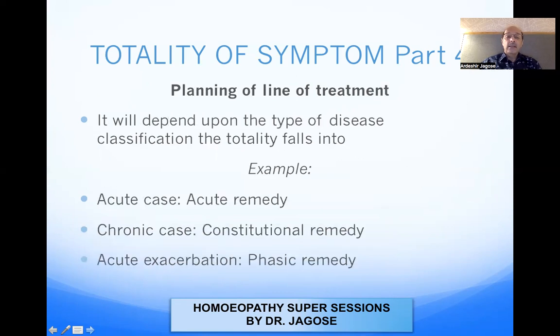Planning line of treatment. It will depend upon the type of disease classification the totality falls into, or the Hahnemannian classification. So, according to the classification of disease, your line of treatment will take place. Suppose it's an acute case, then naturally the acute remedy will be there. So you have to think about the acute remedy. In a chronic case, you have to see about the constitutional remedy. In an acute exacerbation, you have to see the phasic remedy or again the acute remedy. So it depends upon the presentation of the case, what is the Hahnemannian classification of disease, and accordingly, the line of treatment will vary.